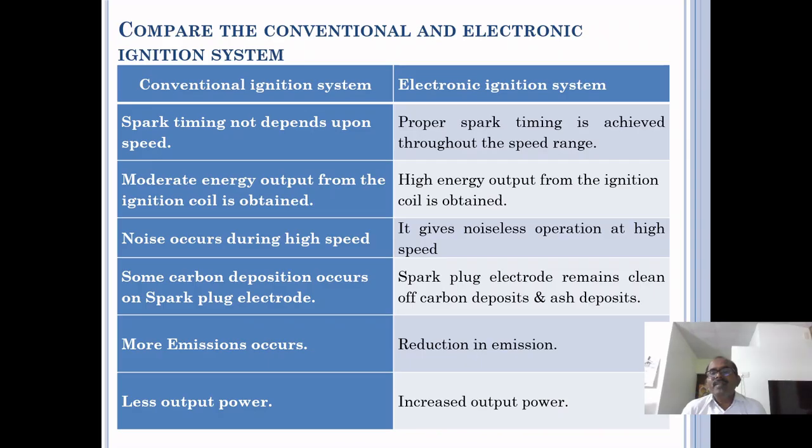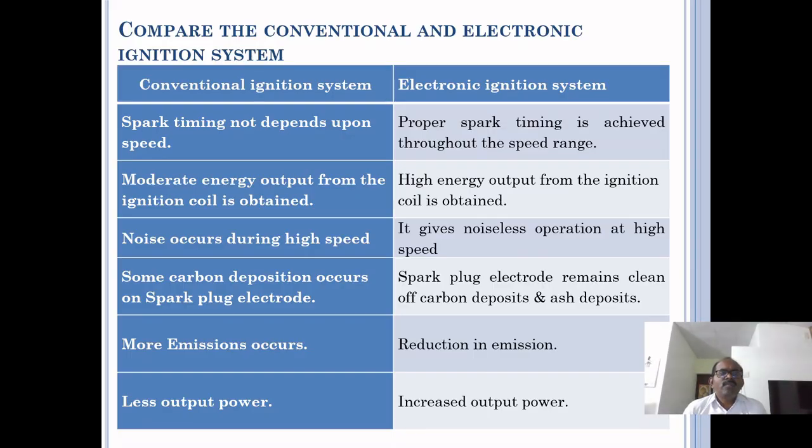Now the comparison between the conventional and electronic ignition systems. In the conventional ignition system, spark timing does not depend upon the speed, but in the electronic ignition system, proper spark timing is achieved through the speed range. Moderate energy output from the ignition coil is obtained in the conventional system. High energy output from the ignition coil is obtained in the electronic ignition system.